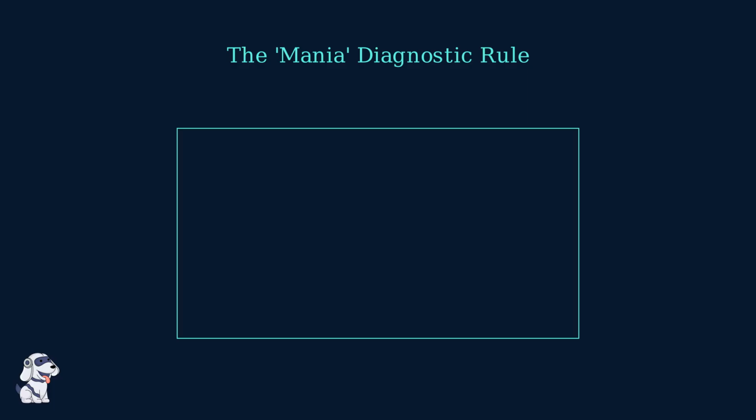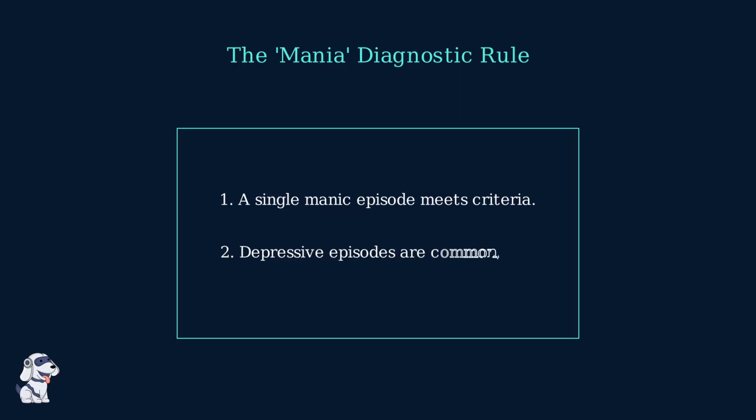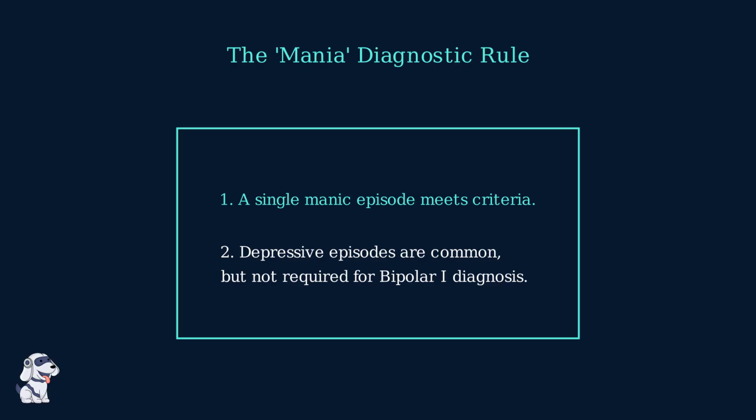In the diagnosis of bipolar 1 disorder, there is a core diagnostic rule focused on the presence of mania. Crucially, a single manic episode is sufficient to meet the diagnostic criteria for bipolar 1 disorder. While major depressive episodes are very common in these patients, they are not strictly required for the diagnosis. Therefore, the defining feature that drives the bipolar 1 classification is the occurrence of the manic state itself.